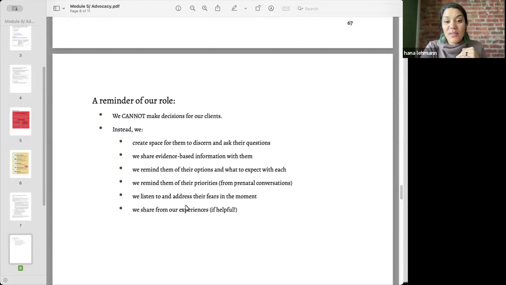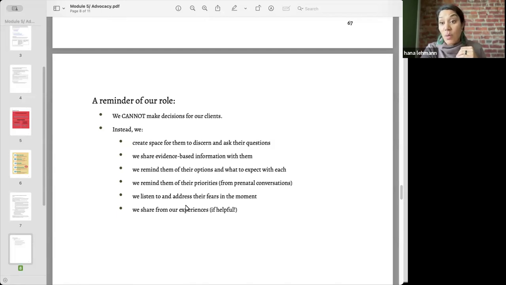Instead, we create space for them to discern and ask their questions. We share evidence-based information with them. We remind them of their options and what to expect with each. We remind them of their priorities from prenatal conversations. We listen to and address their fears in the moment, and we share from our experiences if helpful, right?